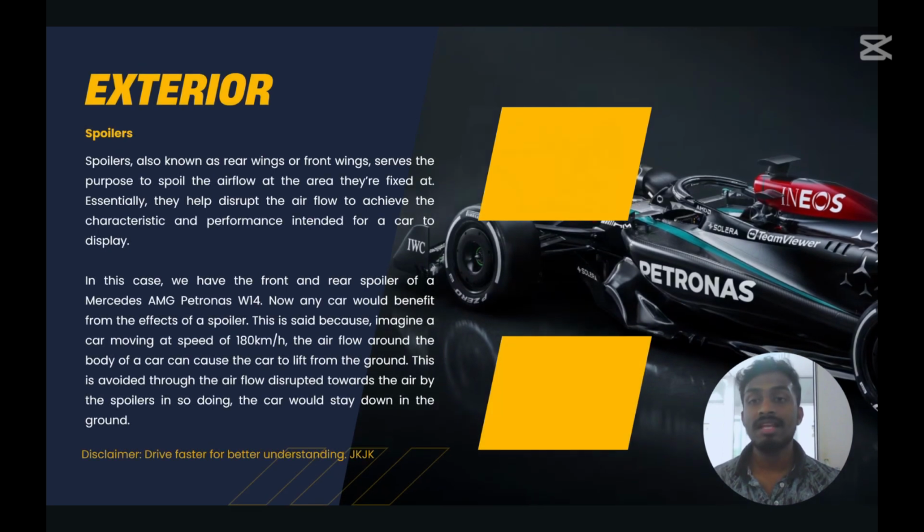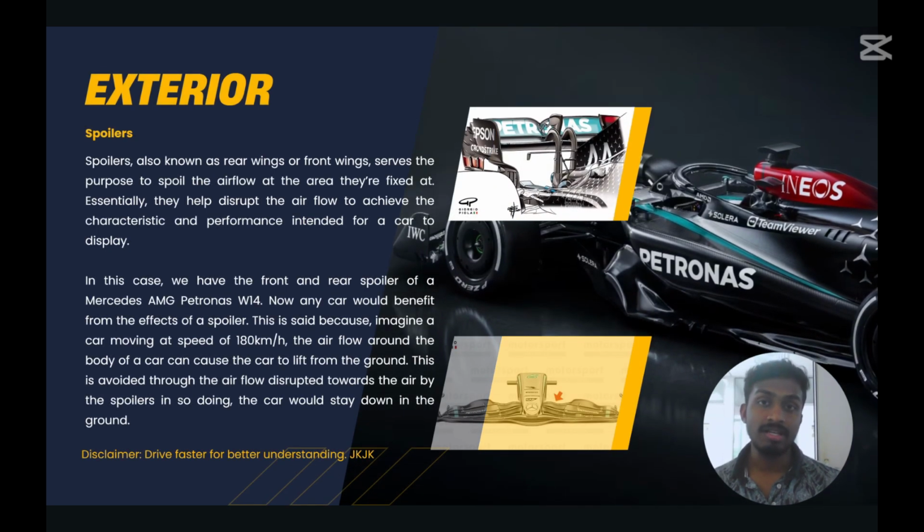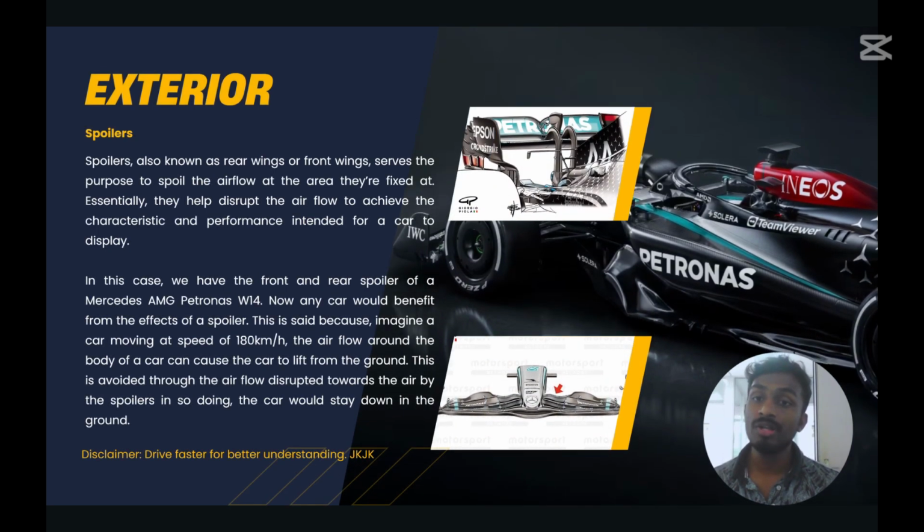Among the many other things that exist on the exterior of a car are also the spoilers. The spoiler, also known as a rear wing, or it can also be a front wing, in this case on an F1 car, serves the purpose to spoil the airflow at the area they're fixed at. So essentially, they help disrupt the airflow to achieve the characteristics and performance intended for a car to display.